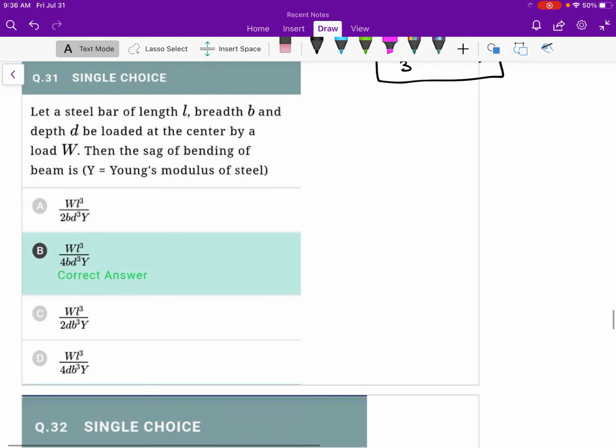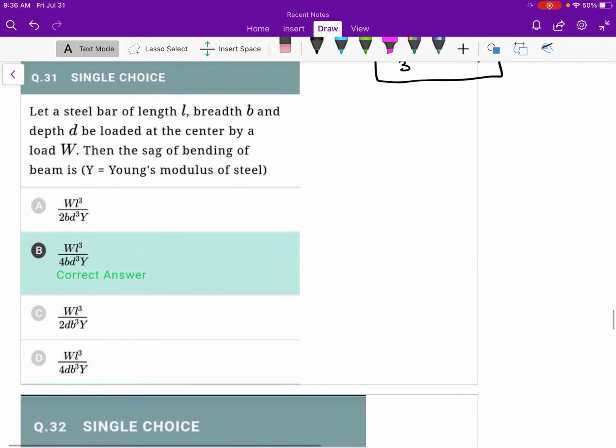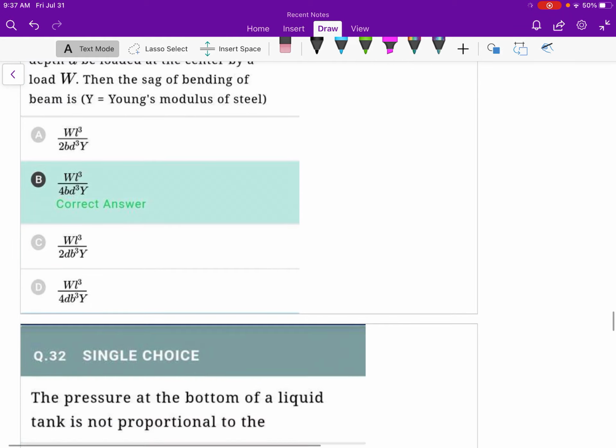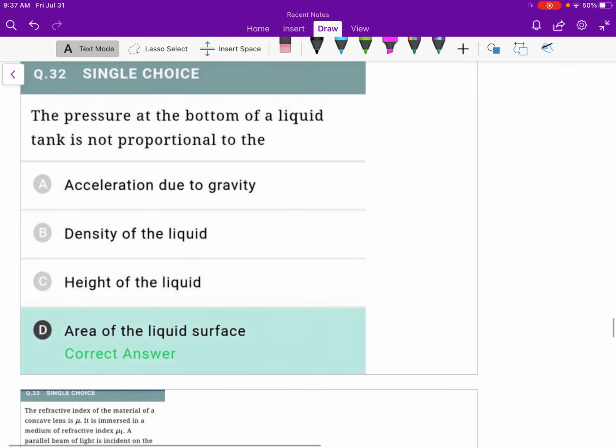So this is beyond our syllabus. Sag in a beam, sagging, this is beyond our syllabus. I would recommend you to just learn the formula W L cube upon 4 B D cube Y. Otherwise it is beyond our syllabus. Need not worry about this question.